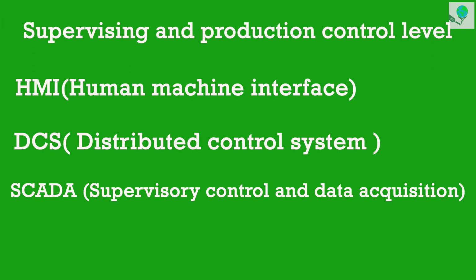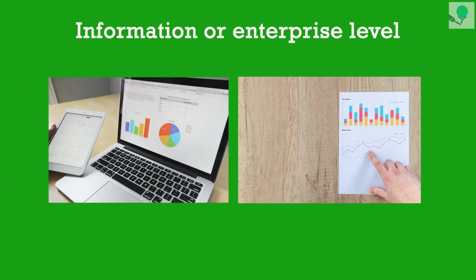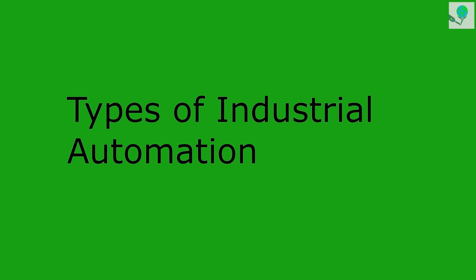Supervising and production control level. Here we have HMI, DCS and SCADA to monitor various parameters, setting production target and for setting the starting and shutdown of machine. And last but not the least, the information or the enterprise level. It is the top level of industrial automation and it deals more with the commercial activities and less with the technical aspects.